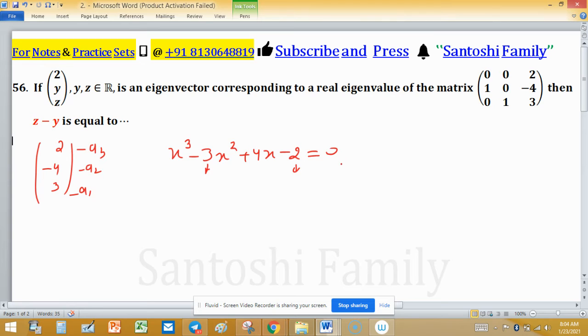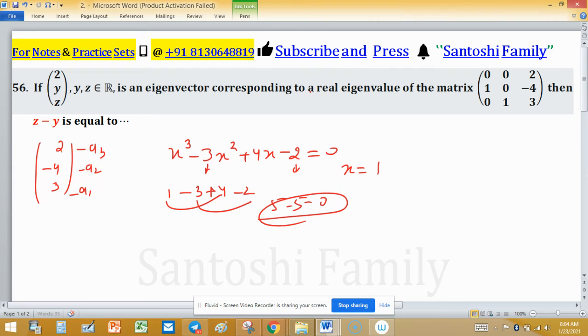Now by trial and error, put x equal to 1: 1 minus 3 plus 4 minus 2. 1 plus 4 is 5, and minus 3 minus 2 is minus 5, so 5 minus 5 is 0. So x equal to 1 is an eigenvalue. And as the statement says it is a real eigenvalue, so consider this the eigenvalue corresponding to this vector.